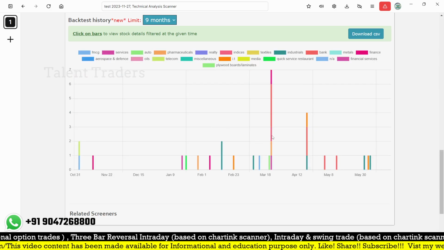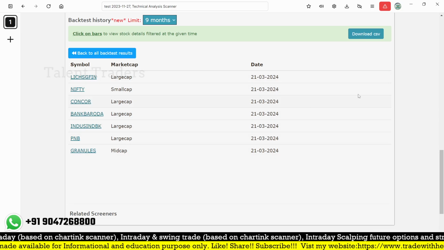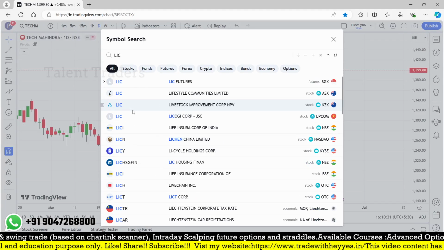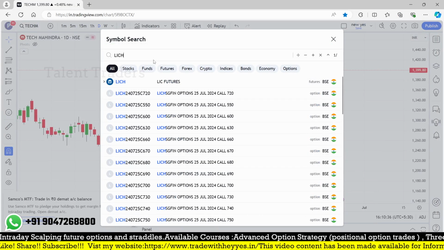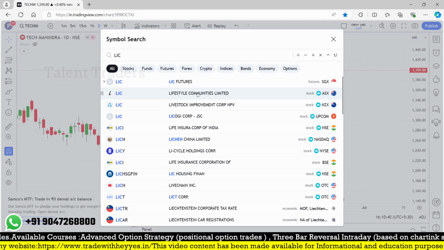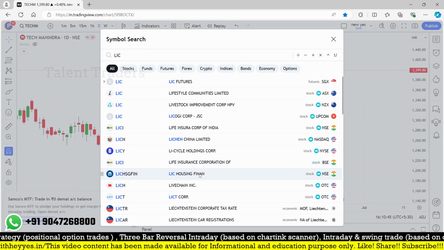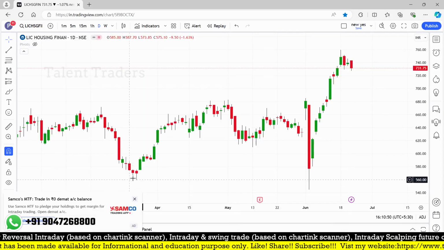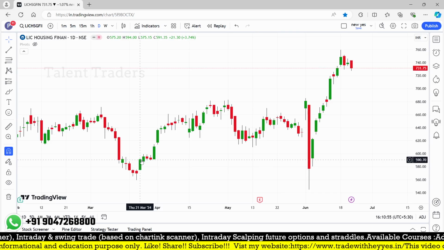Here are some more stocks, and previously one stock, and on this particular day, LIC, a lot of stocks on 21/3. Let me check LIC, Bank of Baroda. So random check. LIC Housing Finance, right? Yeah, LIC Housing Finance. That was happening on 21/3. Maybe here there is a swing opportunity.